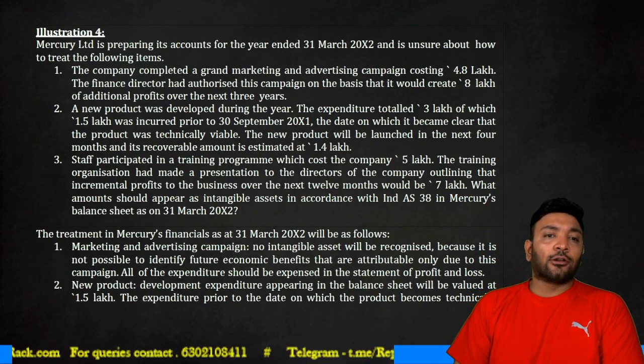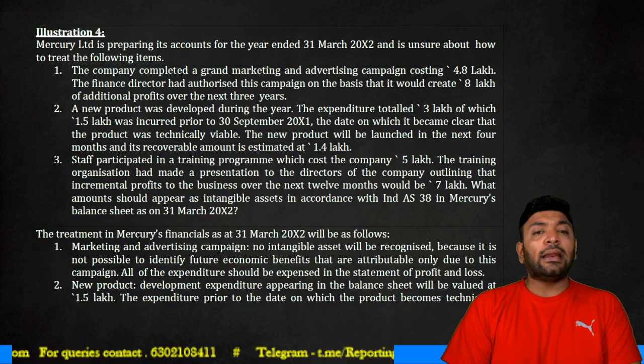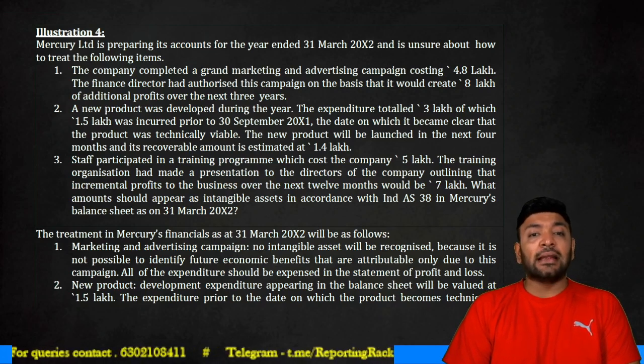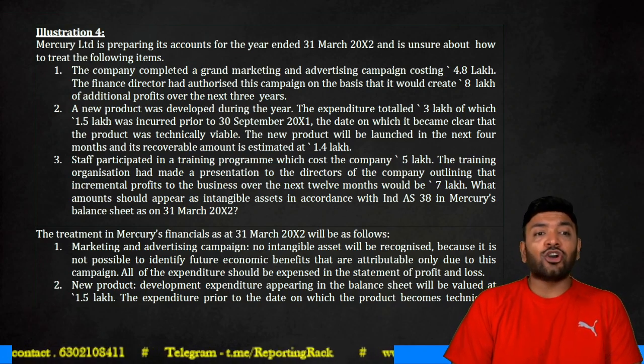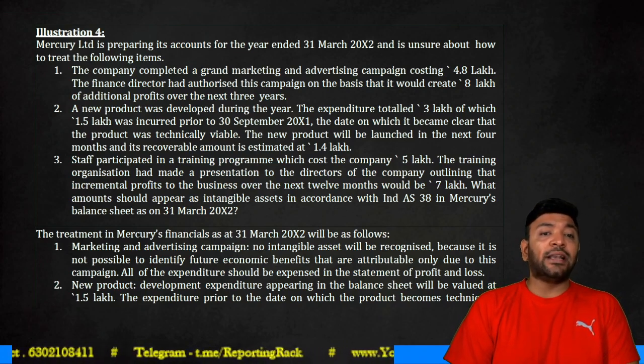Look at illustration 4 then. Mercury Limited is preparing its accounts for the year ended 31st March 2022. It is unsure of how the following items should be treated.